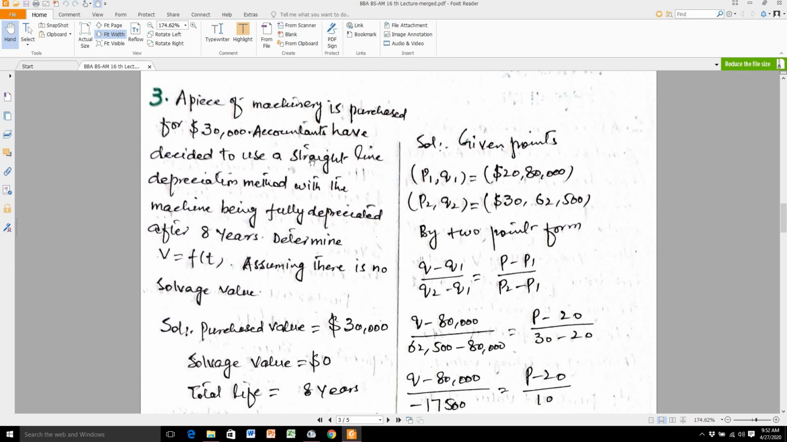So why are we using the straight line method? Because each year it remains constant. We have to calculate a fixed amount as depreciation each year. In this way it becomes a linear function. The definition of a linear function is the same: the slope of increase or slope of decrease remains constant. That is the reason that we are using the straight line depreciation method here.